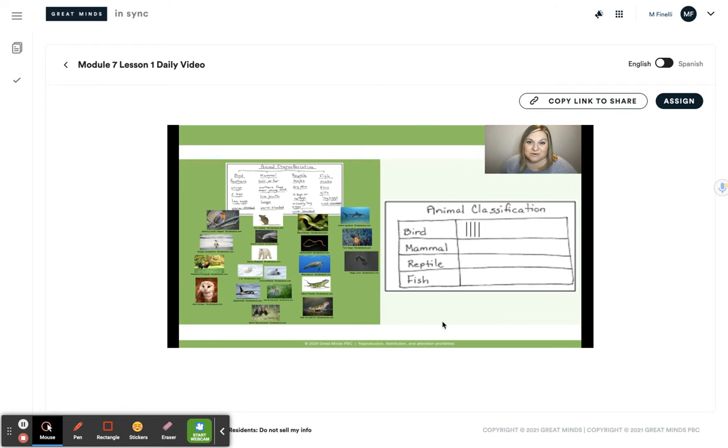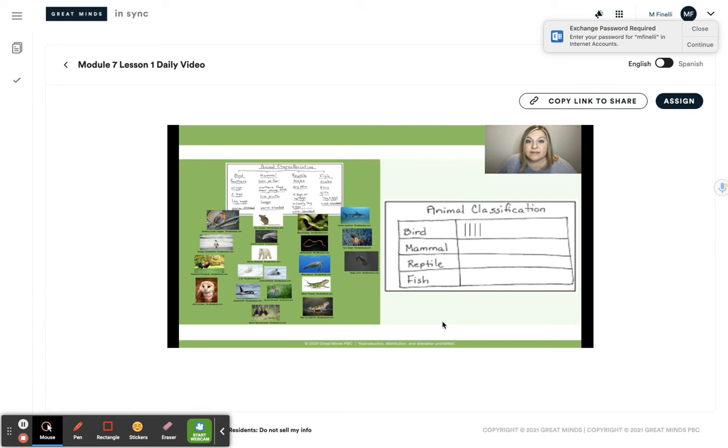Our next category is mammals. Let's count how many mammals are in this category. Ready, go. 1, 2, 3, 4, 5, 6, 7, 8. What do we need to do now? You're right, we need to draw 8 tally marks next to the label mammals on our table.